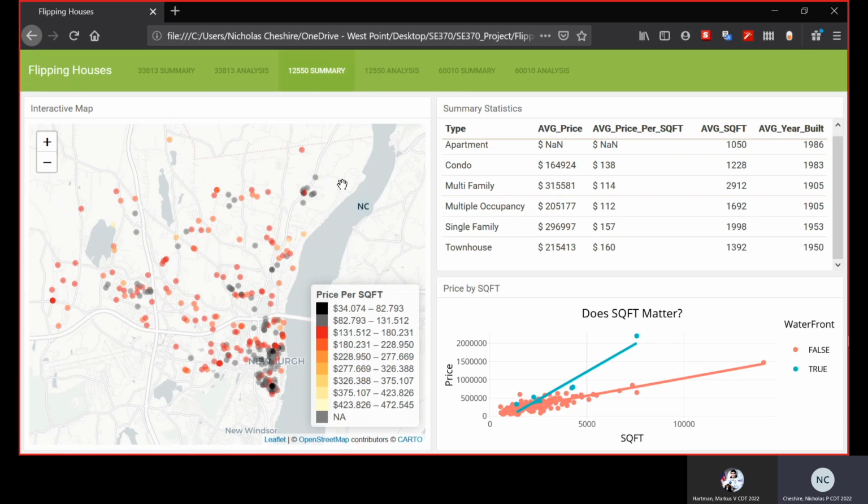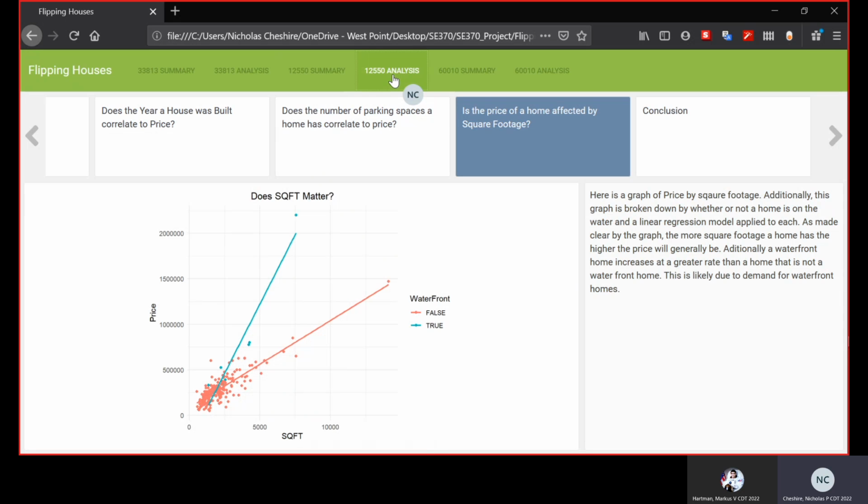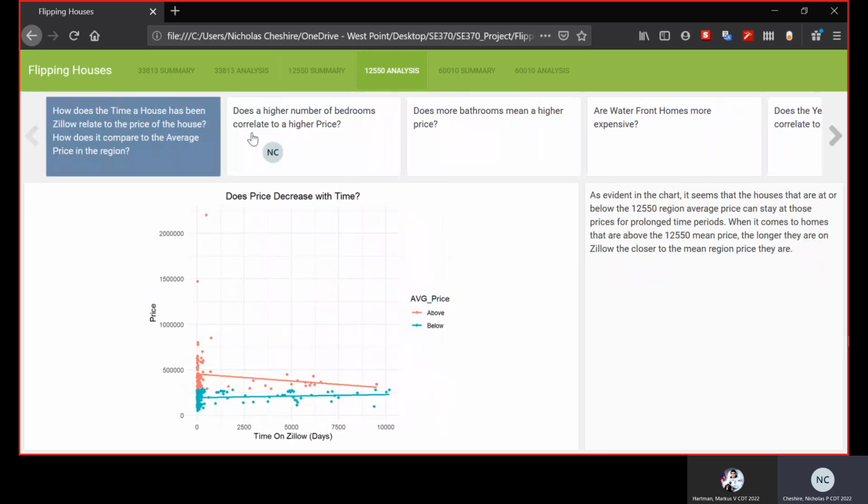Looking here at our 12550 zip code, which is in Newburgh, New York, what we can see is the same kind of stats that we have going on for the 33813 zip code. Moving on to our analysis, we use the same type of analysis here. Looking at our time, same kind of trends we saw in 33813.